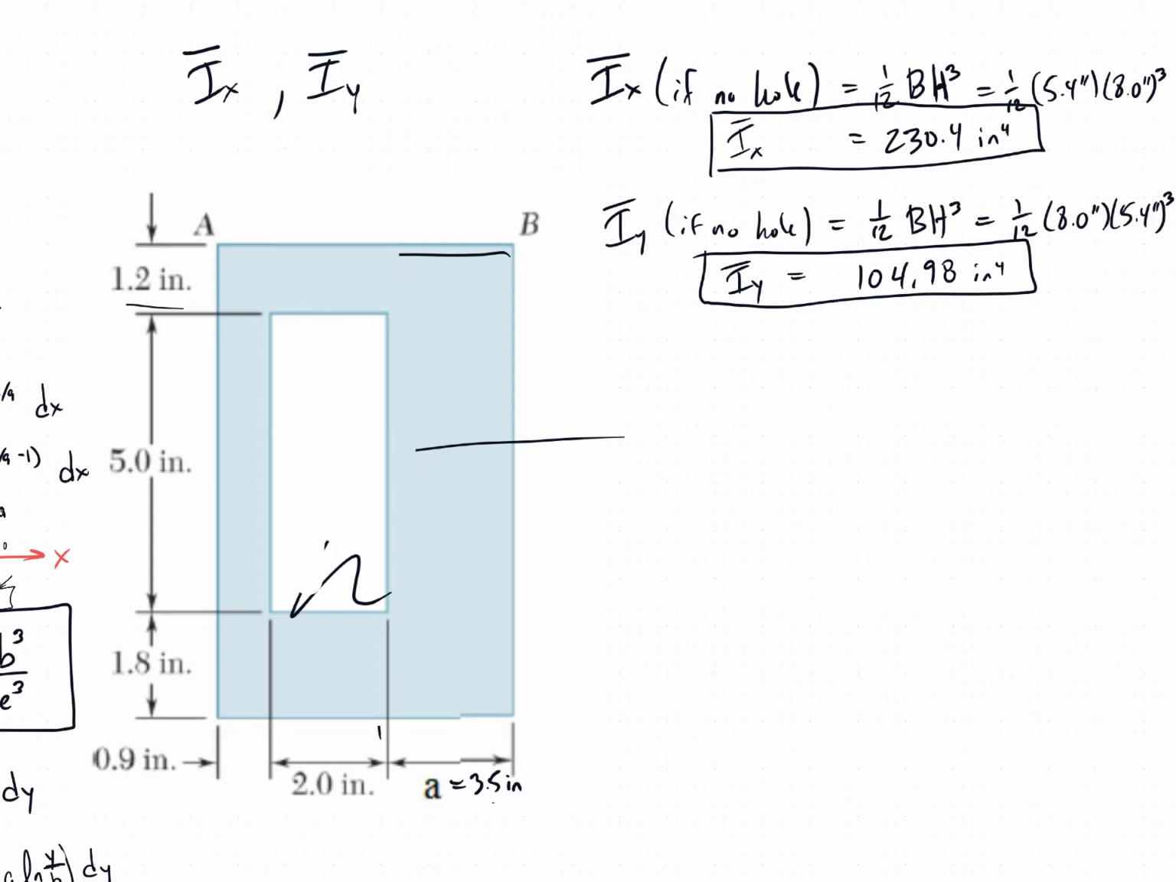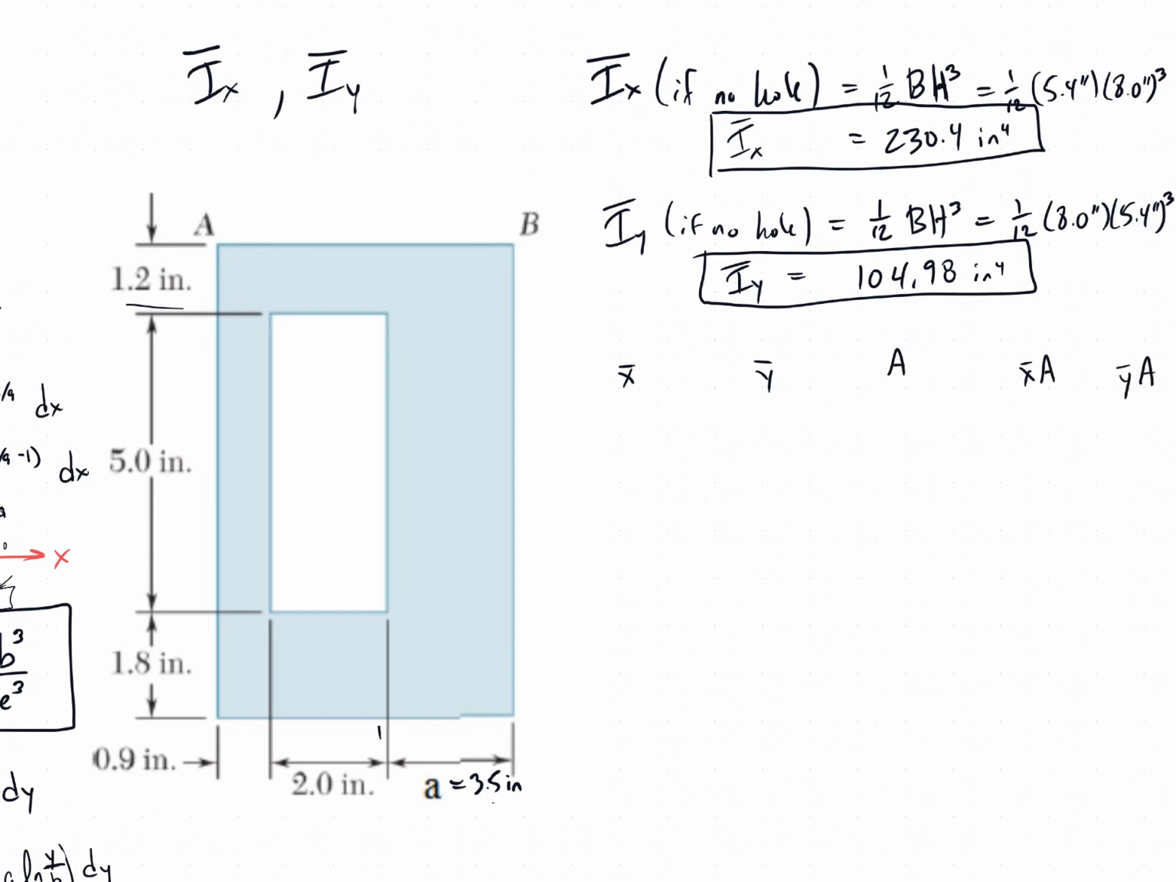What we need to do first is discover where the centroid is, because the centroid has moved. By removing that material in the middle, we don't have the same centroid, so we're going to have to get at that. So the first thing is we've got to get the centroid. How do we get the centroid? We create a chart that looks like this: X bar, Y bar, A, X bar A, Y bar A.